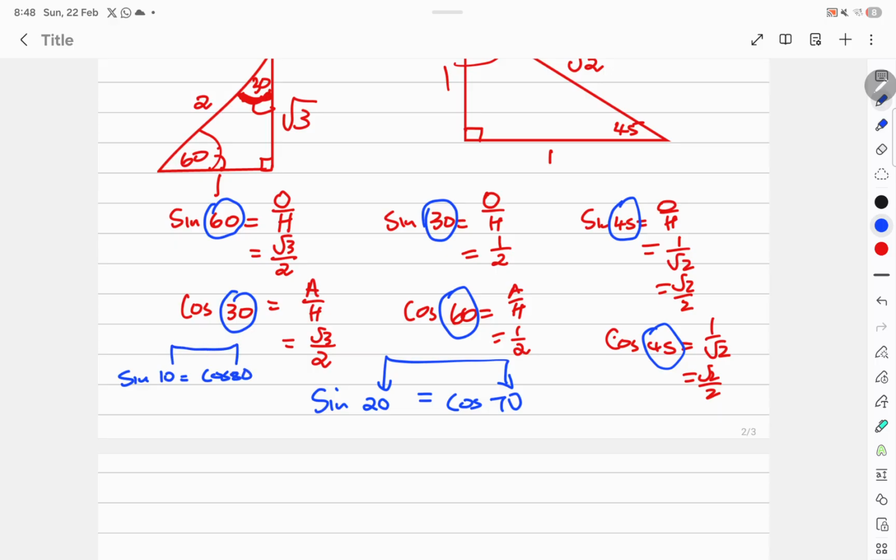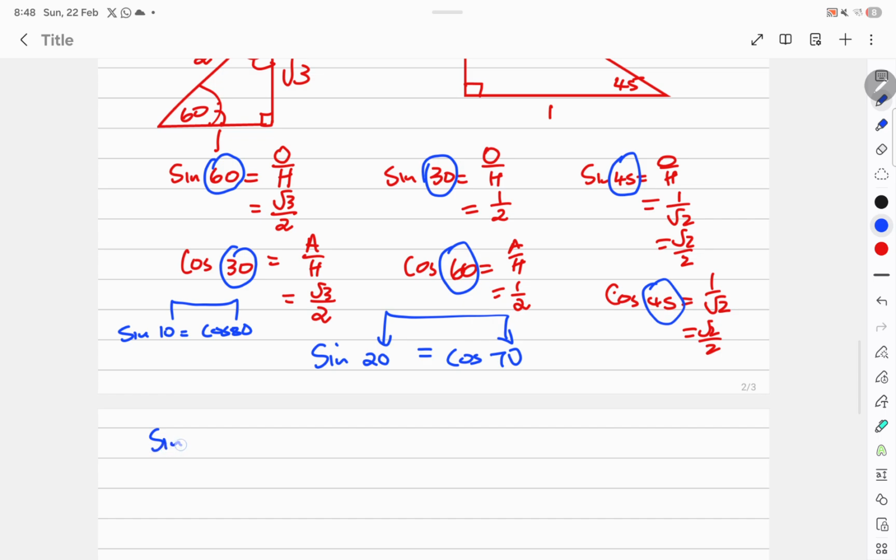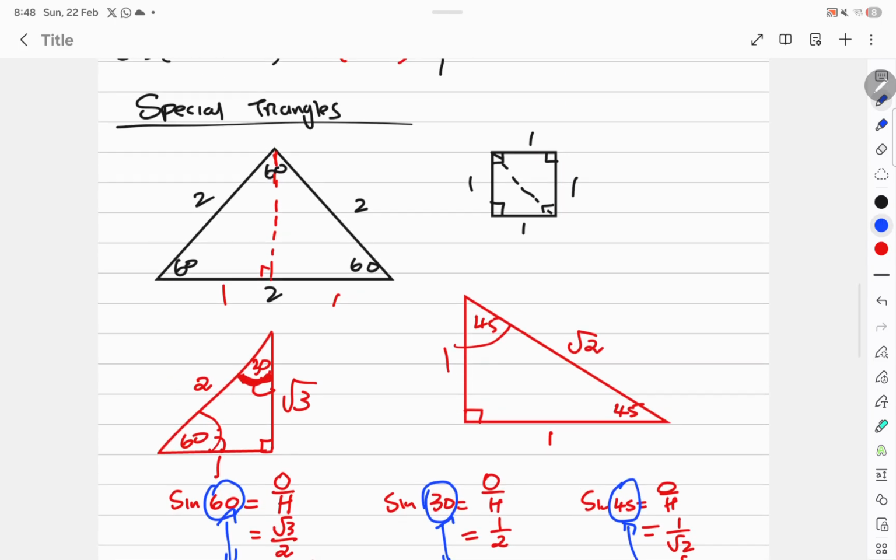All right, and then what else? Maybe the sine of 75 equals to the cos of how much? 15. Yes, this will be the cos of 15. Why? Because these two add up to 90. Like here, and also like there. So those are special triangles.